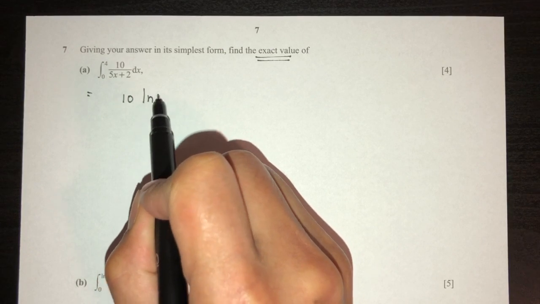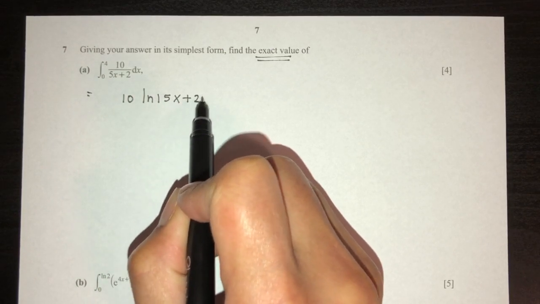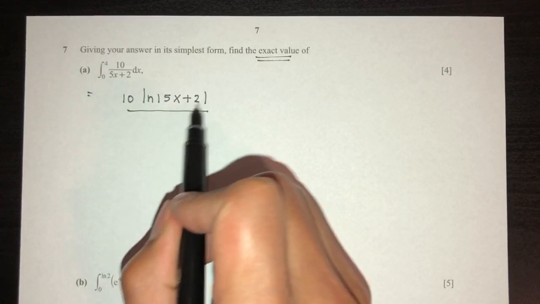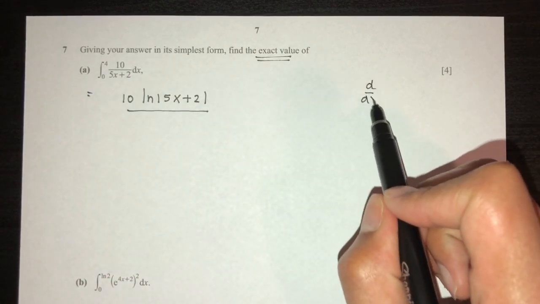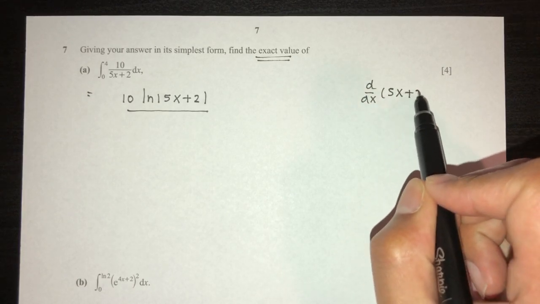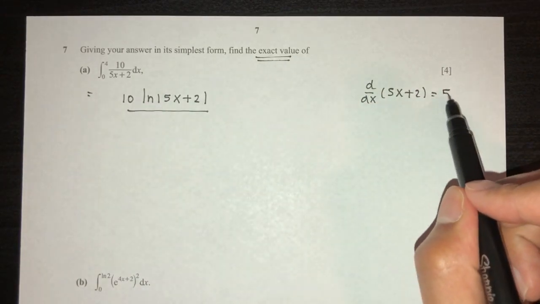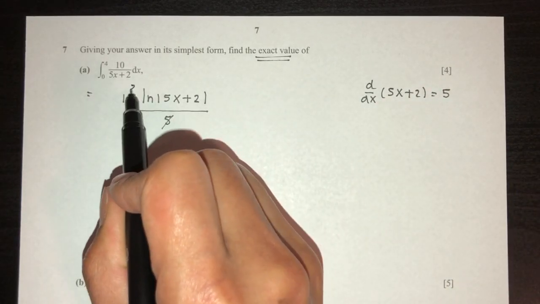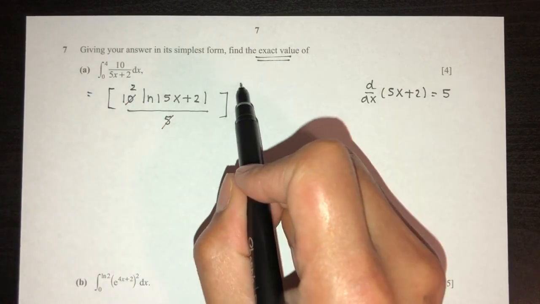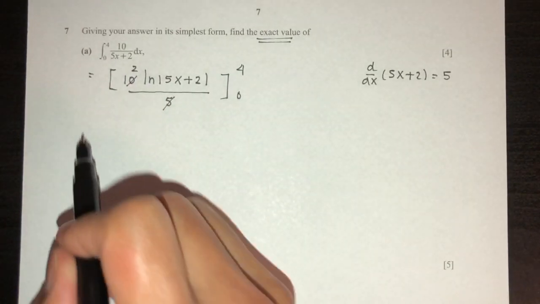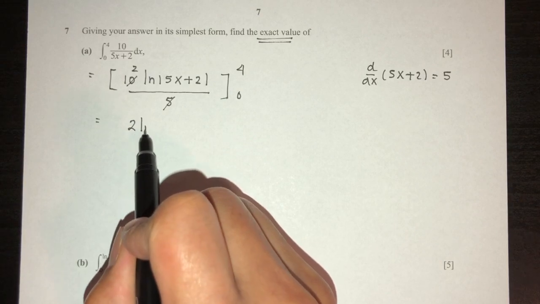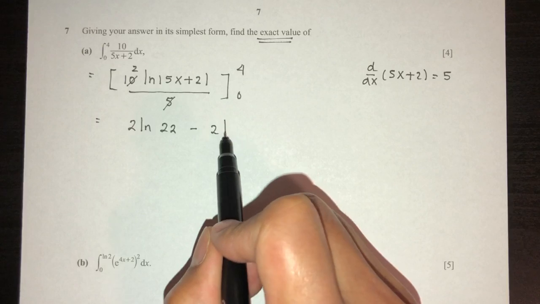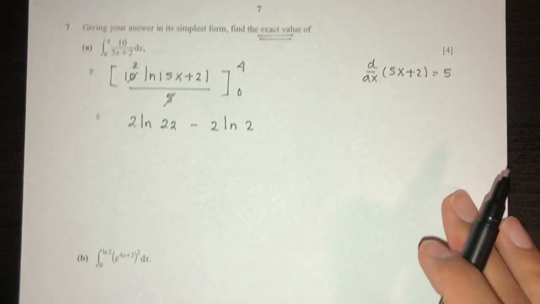We have to do ln of 5x plus 2, then divided by the differentiation of the inside. For integration, we have to divide by the differentiation of the inside. So basically d by dx of 5x plus 2 is 5, so divide by this value. That will be 2, and the limits have been given to you as 4, 0. So your answer will be 2 ln of 5 times 4 is 20, that will be 22, minus 2 ln 2.